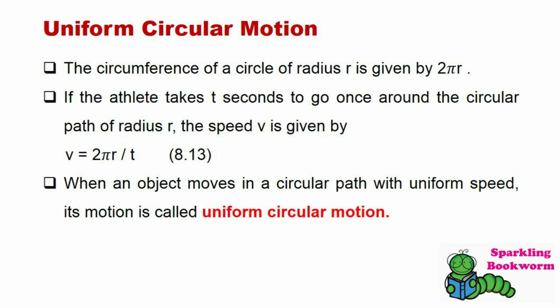If the athlete takes t seconds to go once around the circular path of radius r, the speed v is given by v equals 2πr by t (8.13). When an object moves in a circular path with uniform speed, its motion is called uniform circular motion.